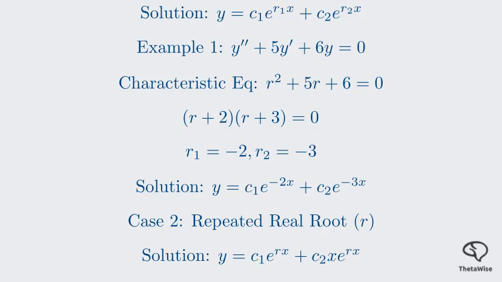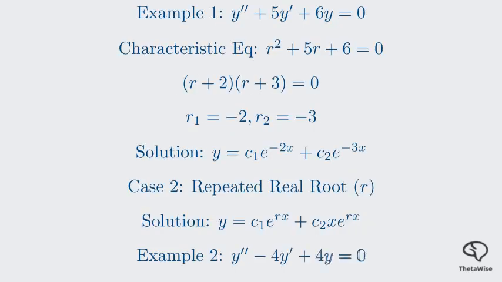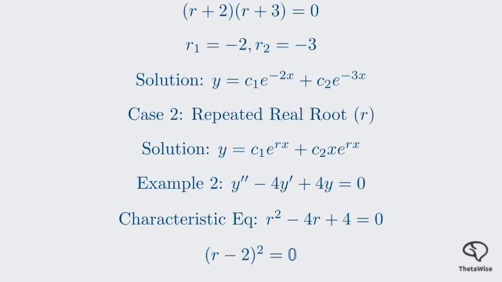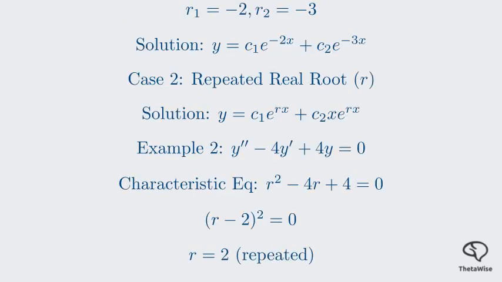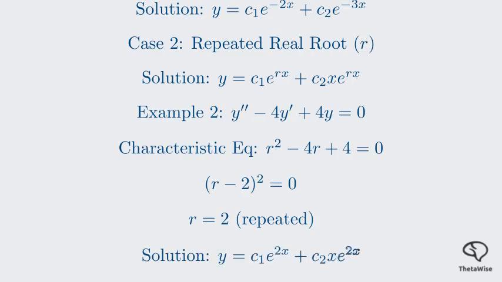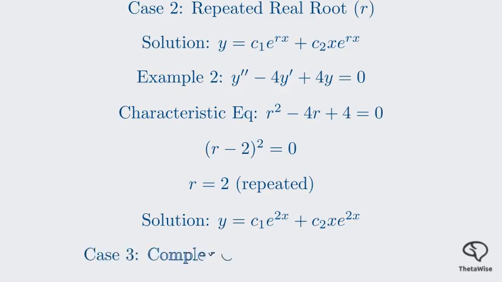Let's solve y double prime minus 4y prime plus 4y equals 0. The characteristic equation is r squared minus 4r plus 4 equals 0. This is a perfect square. (r minus 2) squared equals 0. So we have a repeated root, r equals 2. Using the formula for repeated roots, the general solution is y equals c1 e to the 2x plus c2 x e to the 2x. Case 3.